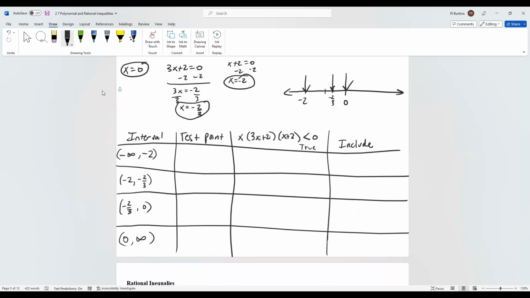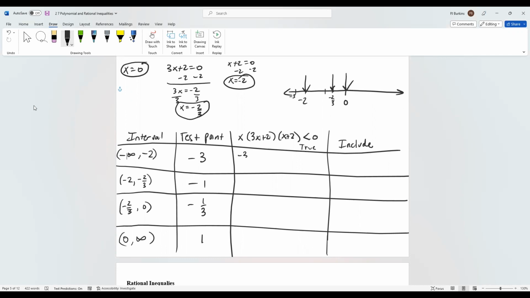I'm going to choose -3 for this region, right? That would be right here. Between -2 and -2/3 is -1. That's probably the easiest value to use there. Between -2/3 and 0, I think maybe -1/3 would be a good choice. And from 0 to infinity, 1 is hopefully the obvious option there, right? But clearly you have infinite numbers that you can choose. All right, so let's plug these in and see what we get.